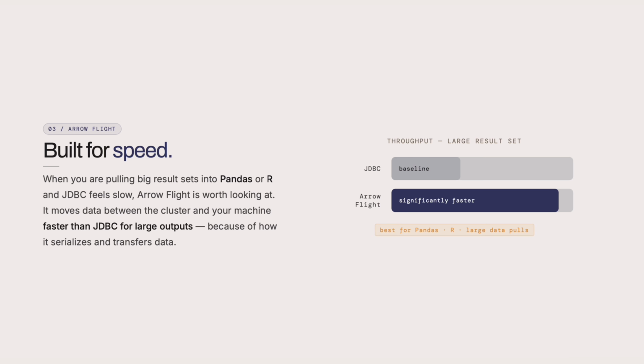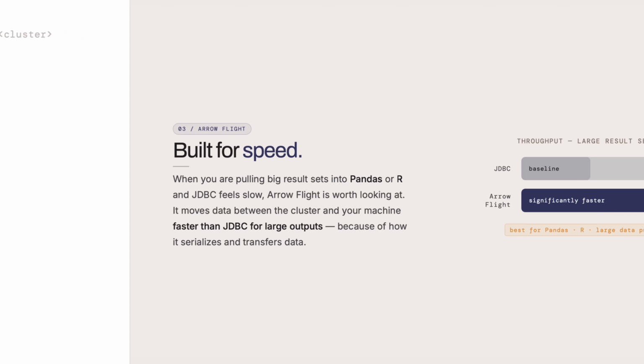Number 3, Arrow Flight, built for speed when moving large amounts of data. If you're pulling big result sets into pandas or R and JDBC feels slow, Arrow Flight is worth looking at. It is faster than JDBC for large outputs because of how it moves data between cluster and your machine.